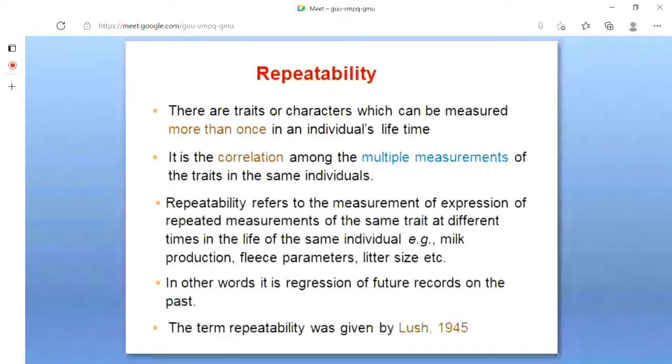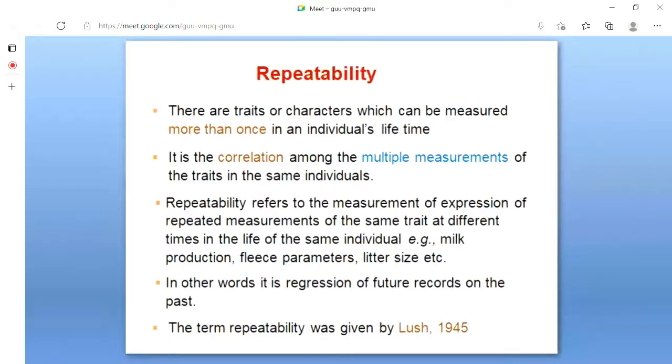Can you tell me some traits or characters which express repeatedly in the same individual at different time intervals? Yes, anyone? Some repeated traits, like your lactation, the milk yield at different lactations.